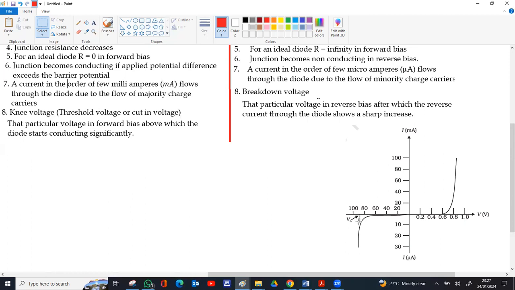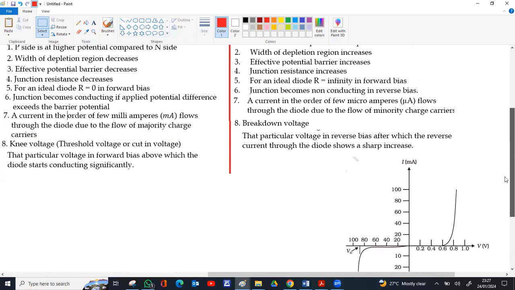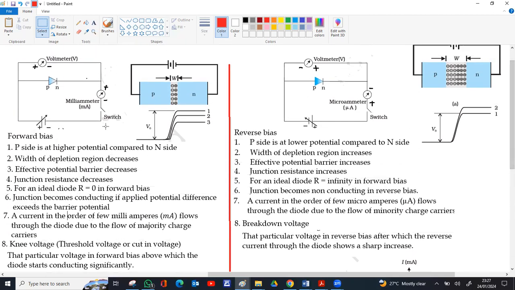But if the voltage goes beyond a certain value, the breakdown of covalent bonds of silicon atoms leads to a large number of free electrons and holes available for conduction, which can lead to a sharp rise in current. That potential difference is known as the breakdown voltage. These are the VI characteristics and the properties in forward and reverse bias for the PN junction.